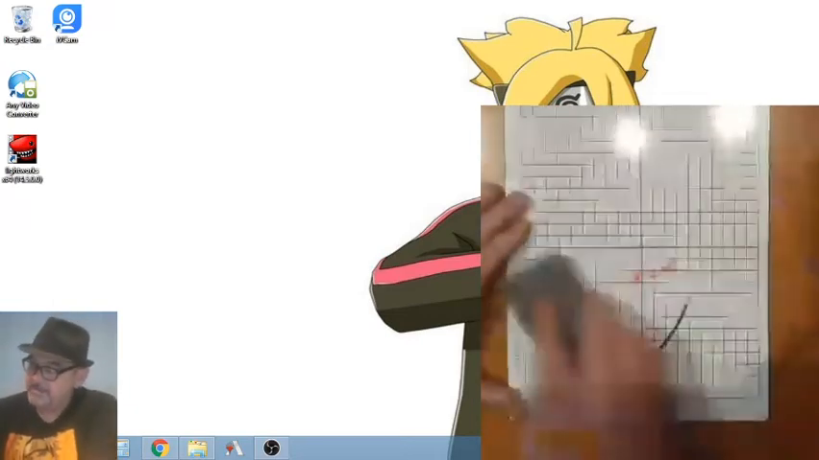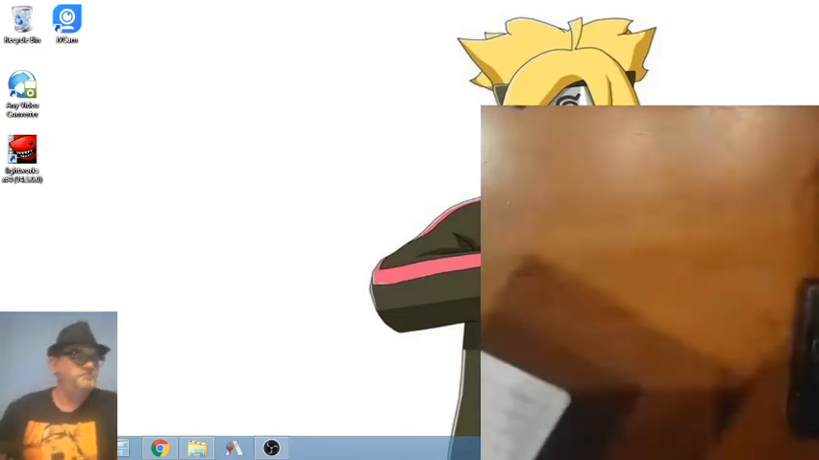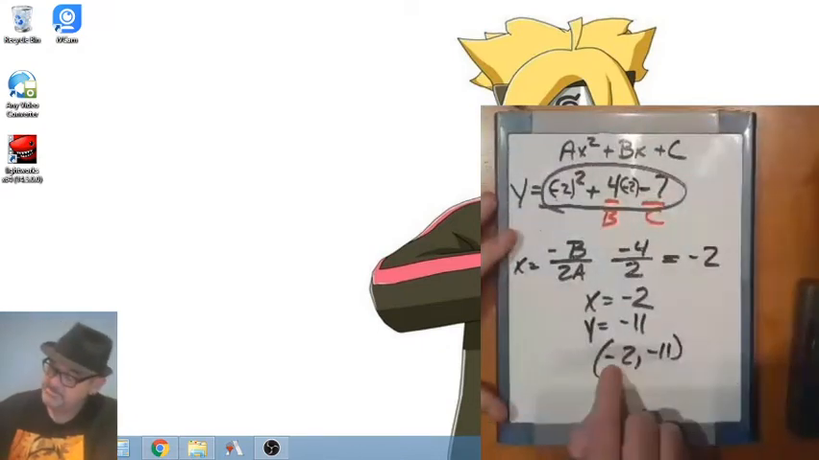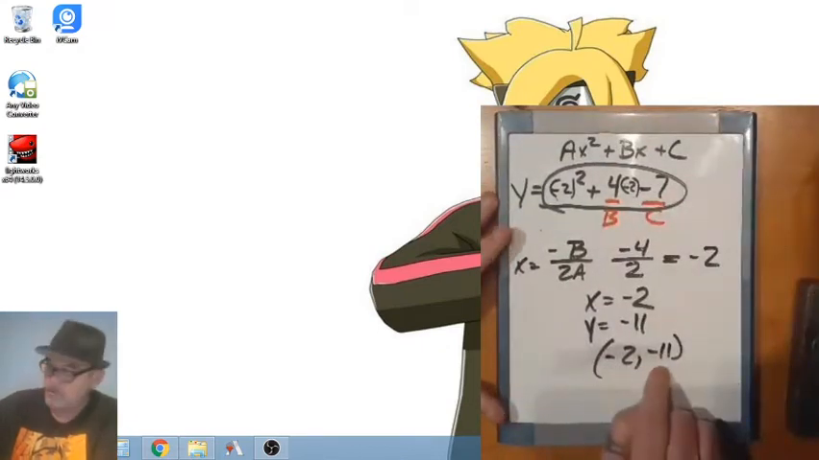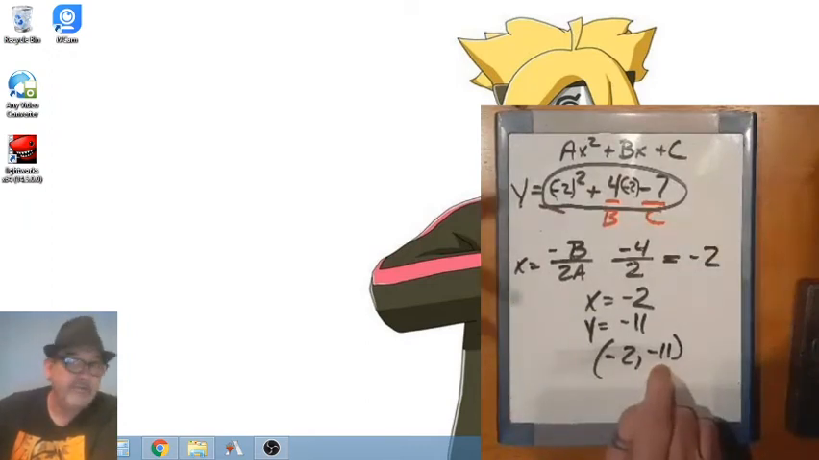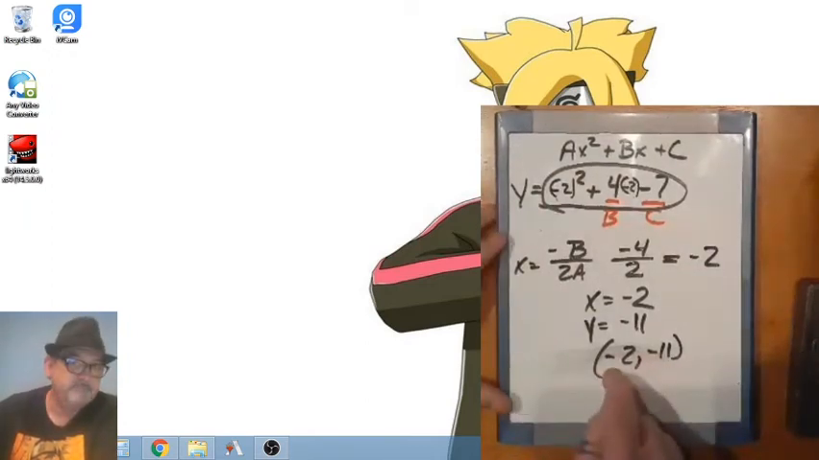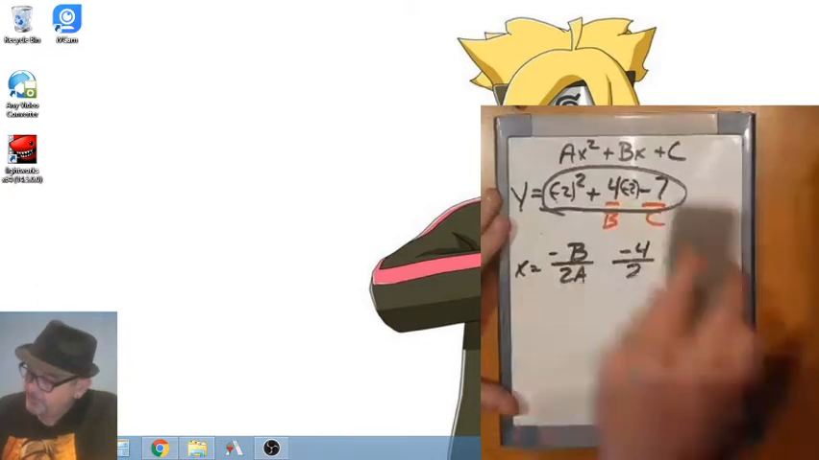So, in answer to the question, what is the vertex? The vertex is negative 2, comma 11. What is the axis of symmetry? It's whatever x is, negative 2. Okay? Let me do one more for you.